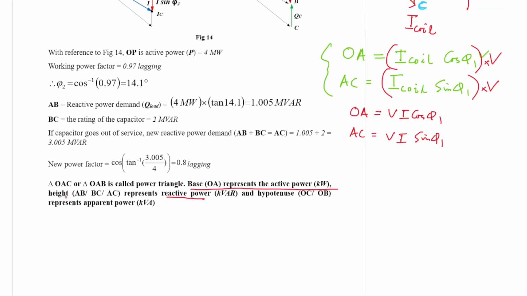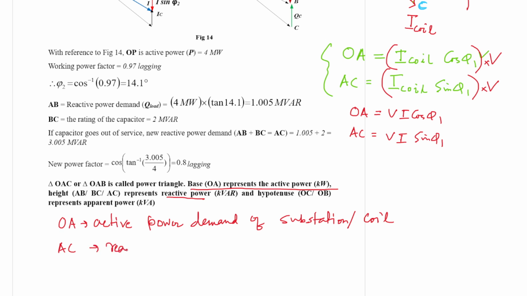So OA is the active power demand of the substation or coil, whatever you can say, and AC is the reactive power demand of the substation or coil, but it is lagging in nature.